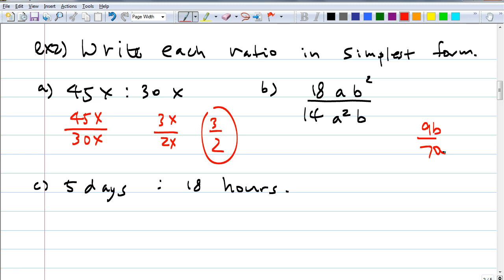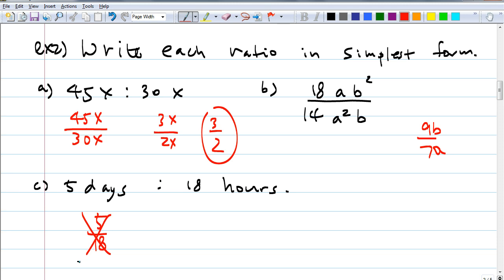Viviana, what did you get for c? Right, could I write 5 to 18? No. That would not be right. How come we can't write it as 5 to 18? Yes. Then convert the days to hours. Yeah, we need to convert either days to hours or hours to days, whichever you like. Okay. So which is easier? Converting, because we have to have the same units. So you cannot write this as 5 to 18. So what should we do?